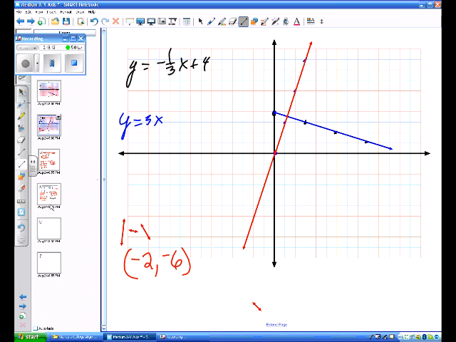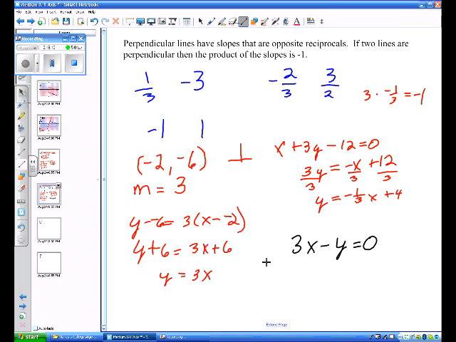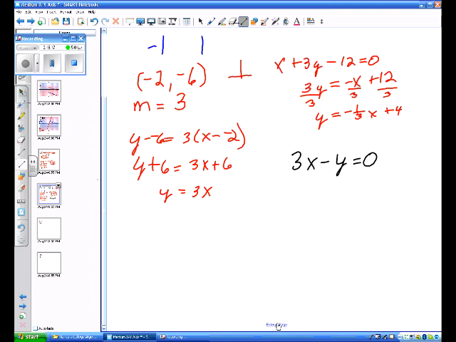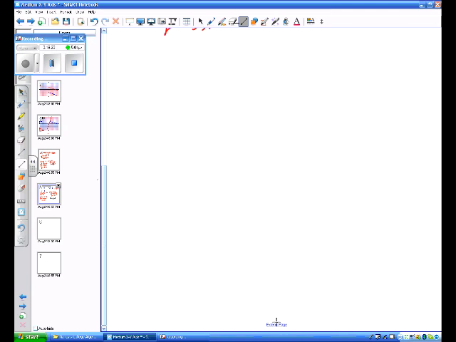Let's look at one more with perpendicular. Sometimes it's a little bit harder as you go through and you want to do your opposite reciprocal. Sometimes we forget about our signs and we don't do it quite as we need to. So let's say we want to go through the point 5, -9. We want to be perpendicular to x plus 7y minus 12 equals 0.